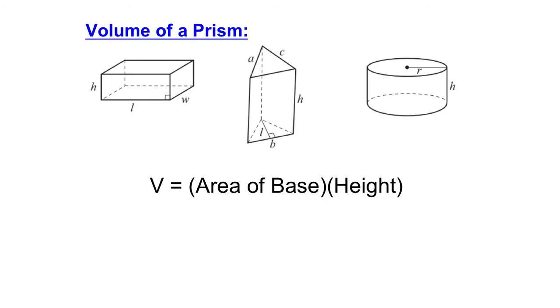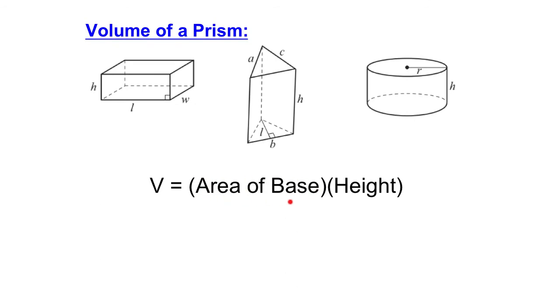For a triangular prism, here I have it labeled b and l, okay? So base times length of the triangle divided by 2, just using that area formula for the area of a triangle, and then multiplied by the height. For a cylinder, the base is the circle, so pi r squared times the height. Okay, so area of base is the area of whatever shape is the base of your prism.